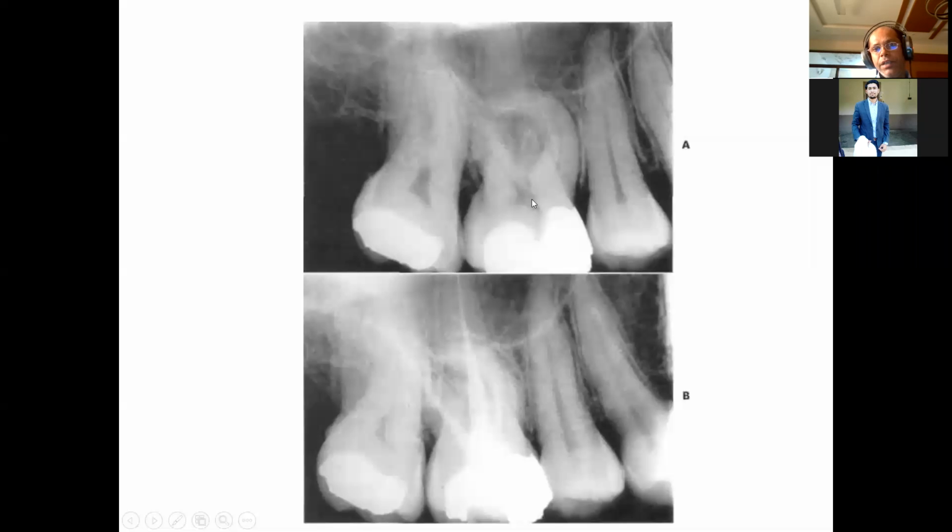Here again you can see this maxillary molar with heavy restorations, and the mesial root has an acute curvature. It is almost a 90-degree curvature, and doing root canal treatment of this is challenging. It has been done, but it is very difficult and challenging.